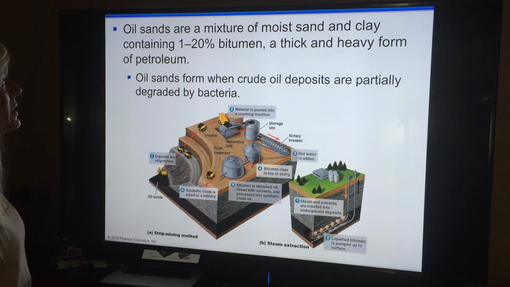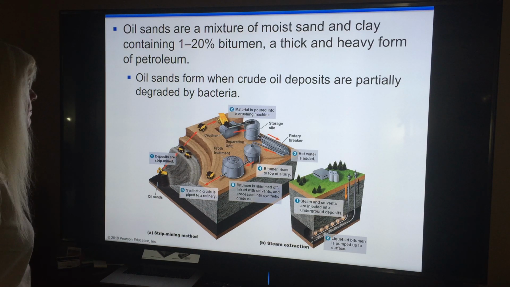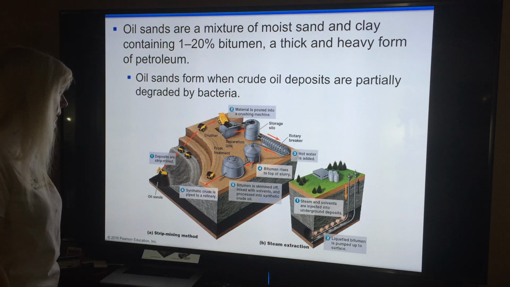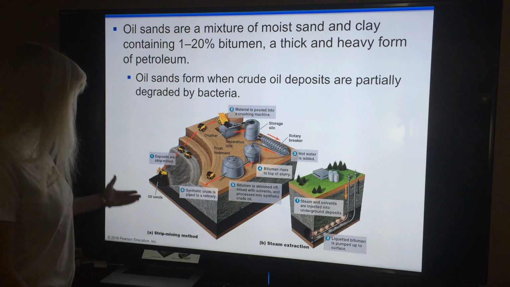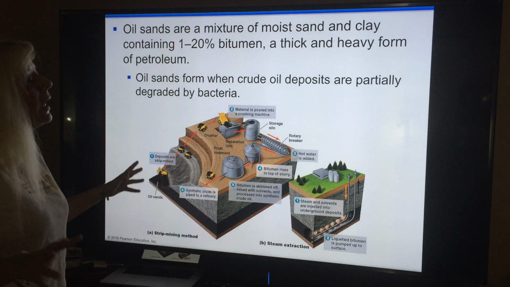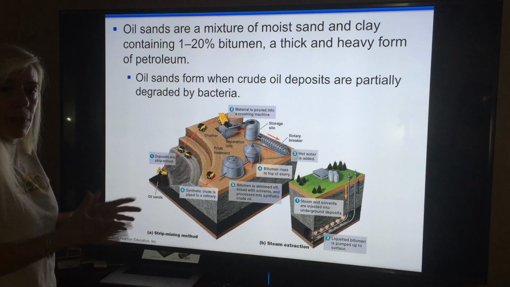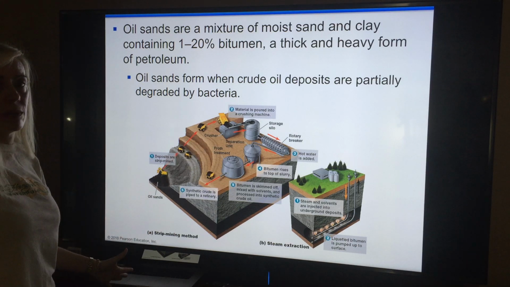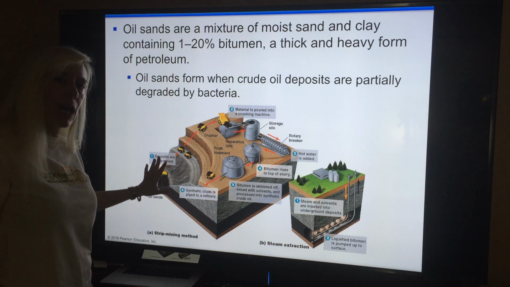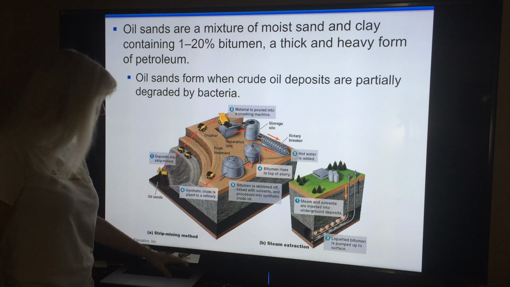Oil sands are a mixture of moist sand and clay containing 1 to 20% bitumen, a thick and heavy form of petroleum. No one's going to ask you that. Oil sands form when crude oil deposits are partially degraded by bacteria. So it's almost like they're taking sand, and this is the rough, and they're squishing and combining it with chemicals in order to get the oil out. And they can only do this when oil prices are really high, otherwise it's not worth the effort.